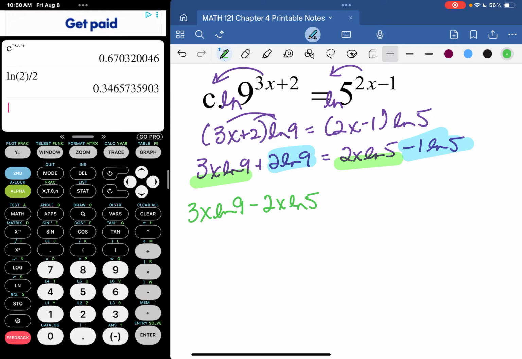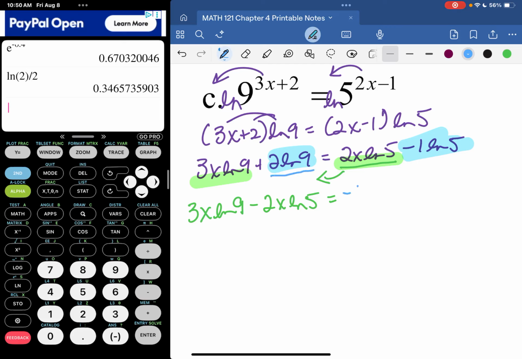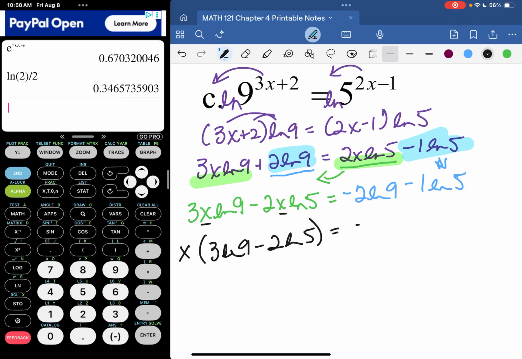3x ln of 9 minus, because if it's positive on the right side, when I move it over, it's going to be negative. And then equals, and then my blue, I have this one is positive on the left, so it's going to be negative on the right. And that one just comes down. Now I'm going to factor. You cannot get away from factoring in this class. I have an x. So I would have 3 ln of 9 minus 2 ln of 5 equals negative 2 ln of 9 minus 1 ln of 5.